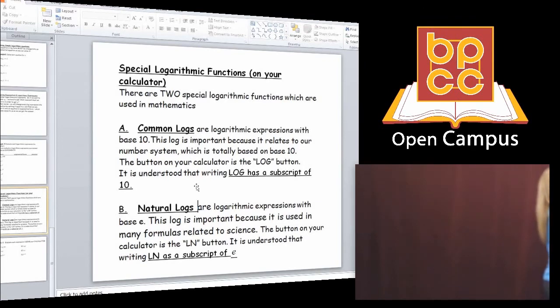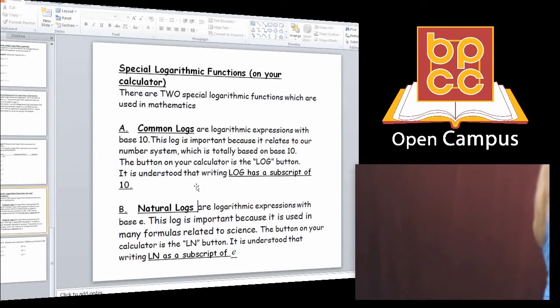Now, how are you going to remember that? Well, look above the LOG button. What do you see above it? Don't you see 10 to the x? Very good. So you have to know that if we use the LOG button, it's understood to be base 10. So the only thing you can type in is LOG base 10. You can't type in LOG base 2 or LOG base 5 using the calculator. You can only use base 10.